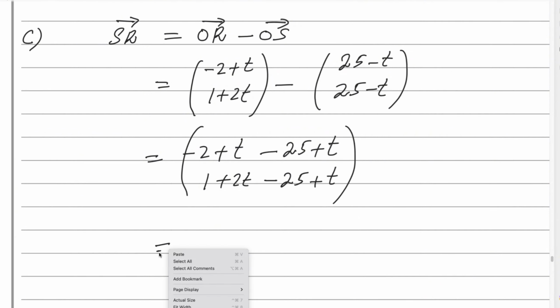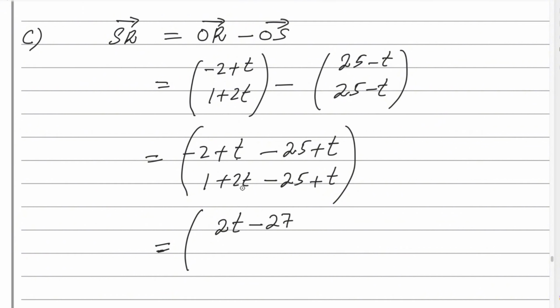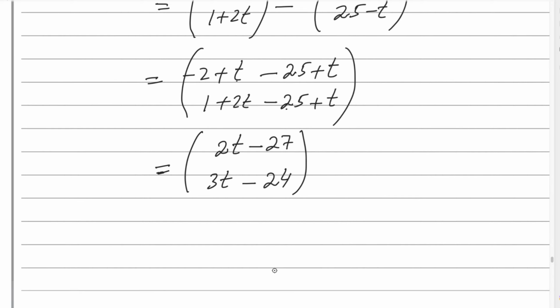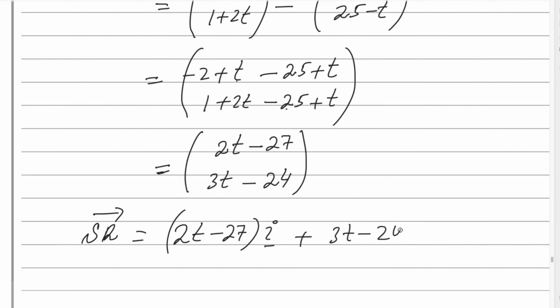Now solving, minus 2 and minus 25 will make it minus 27, and t plus t will be 2t. We can write as 2t minus 27. 2t plus t equals 3t, minus 25 plus 1 is minus 24. So we can write in vector form, SR equals 2t minus 27, this is the coefficient of i, plus 3t minus 24, this is the coefficient of j.